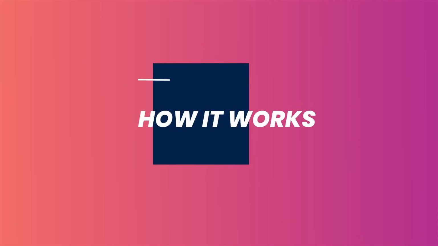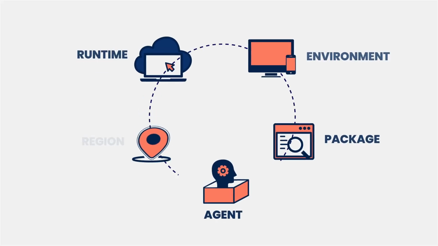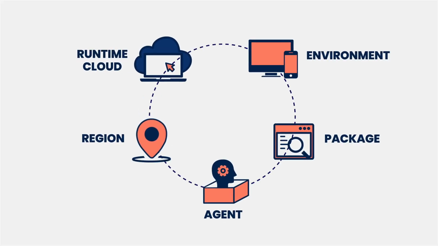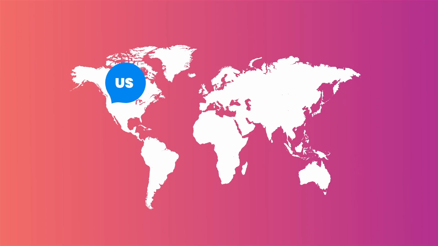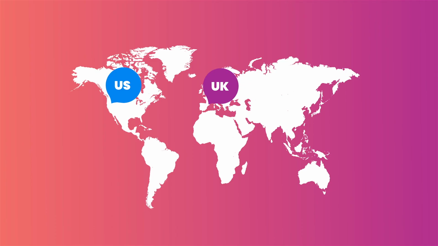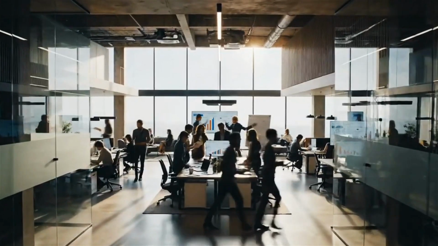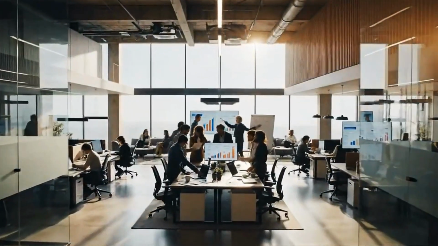How it works. Let's dive into the key concepts for regional deployment. First, a runtime cloud. Boomi provides 4 regional runtime clouds, one in the US, UK, Japan, and Australia. This is the infrastructure that actually runs your agent. You don't configure it, Boomi manages it for you.